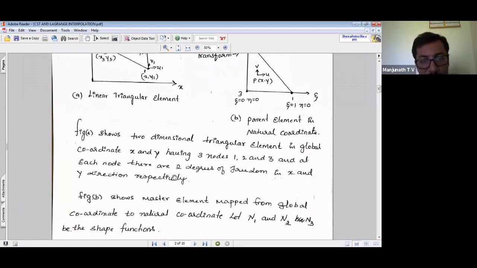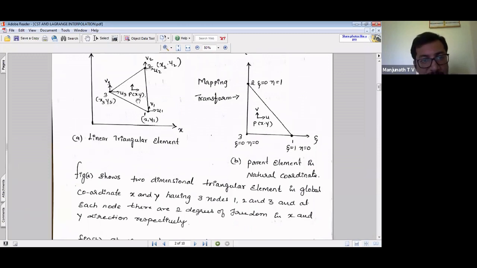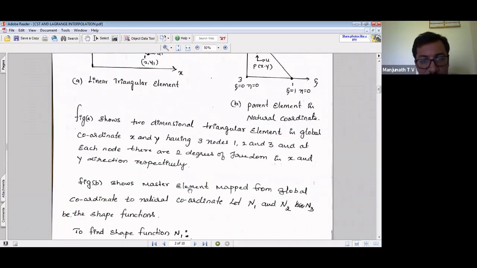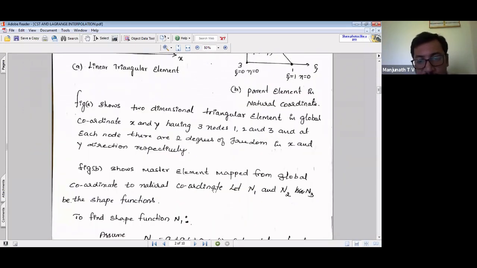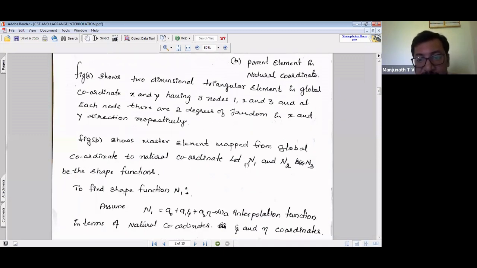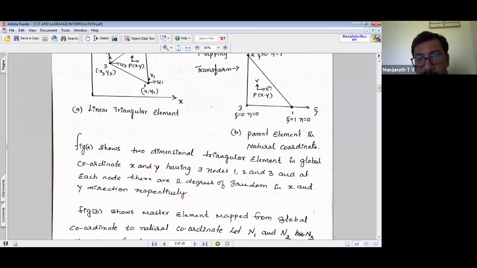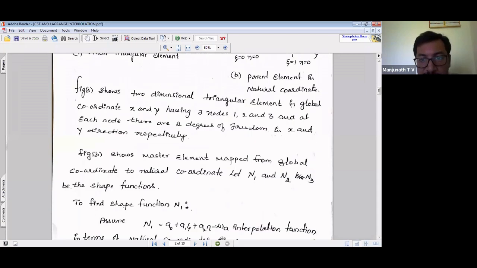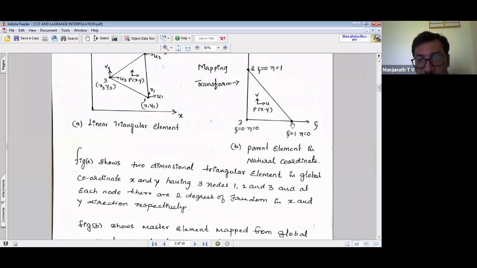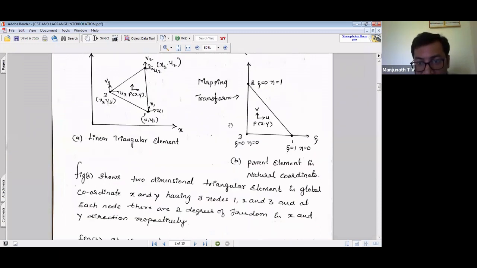At each node there are 2 degrees of freedom in the x and y directions, as we already discussed. Similarly, figure C shows a master element mapped from the global coordinates to the natural coordinates. This element has the shape functions n1, n2, n3 at each node.